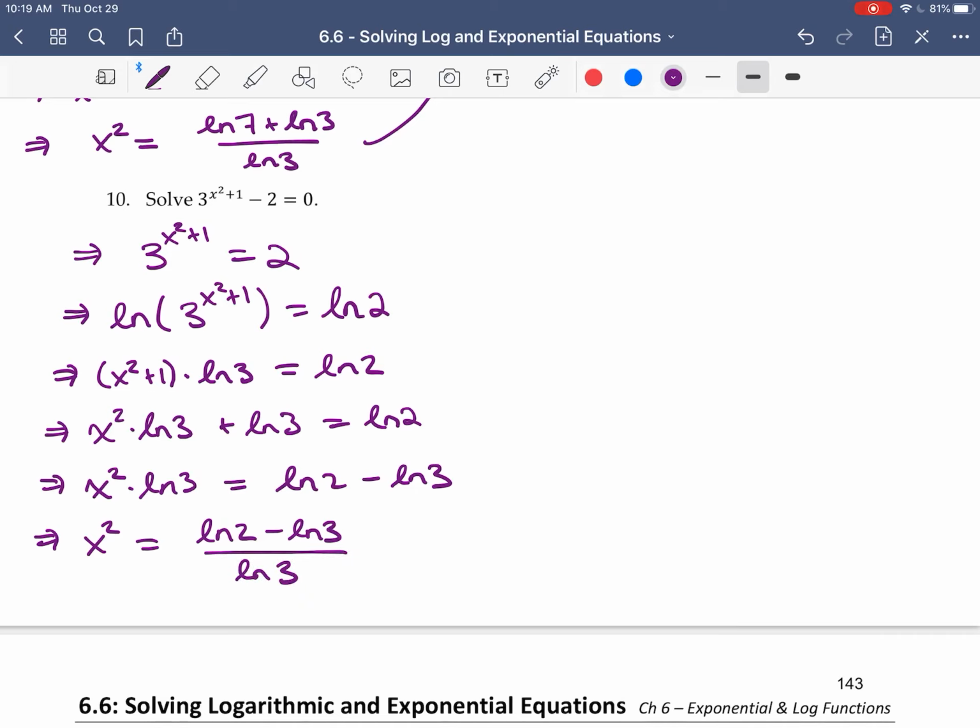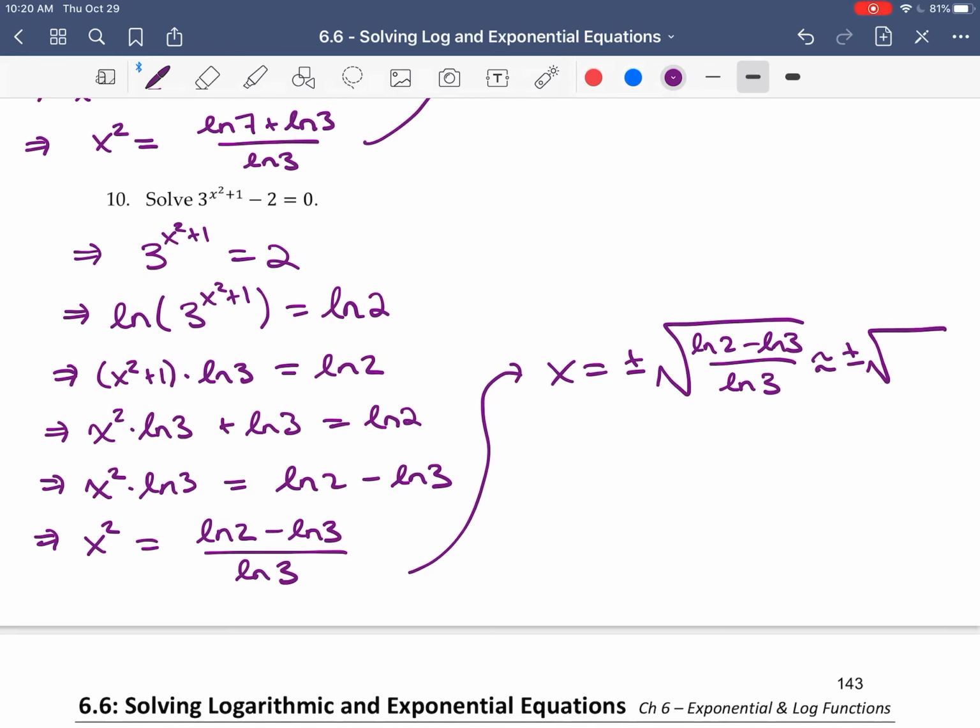Now ln 3 is bigger than ln 2, so this numerator is negative, whereas the denominator is positive. So this number is negative. If I just keep going with this, that means that x is going to be plus or minus the square root of that. It's going to be the square root of negative 0.369 approximately, which obviously doesn't exist because I can't take the square root of a negative number. So this equation has no solutions.